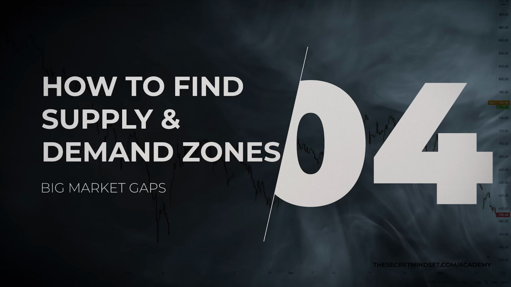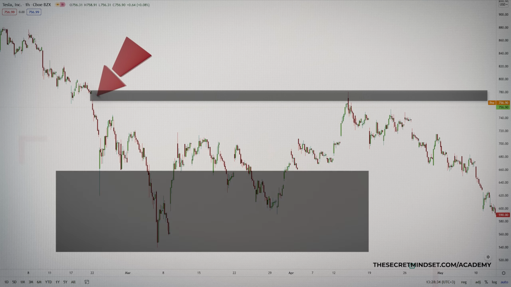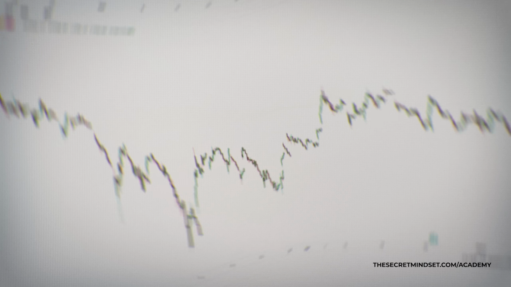The last method is by looking for gaps. When a stock gaps either up or down, there has been a sudden change in the balance of supply and demand. The price it gapped from is very likely to be a strong supply or demand zone. Watch this video if you want to learn more about market structures in supply and demand trading.